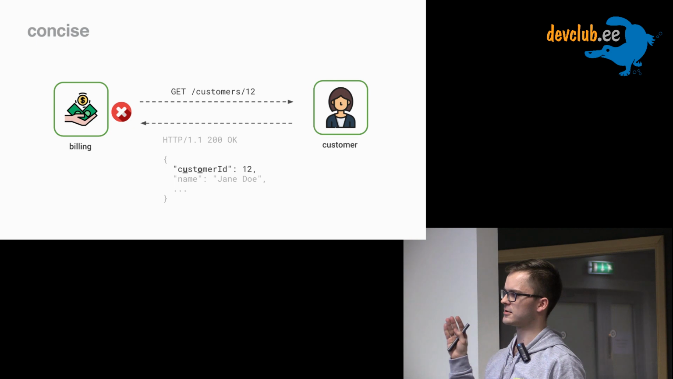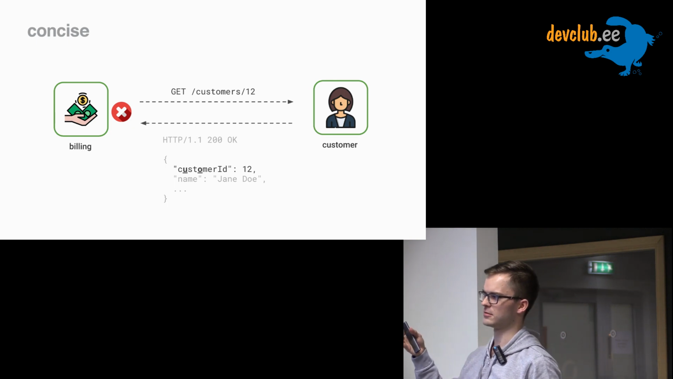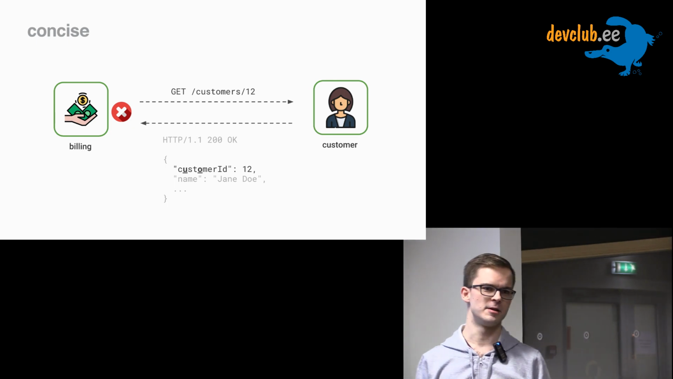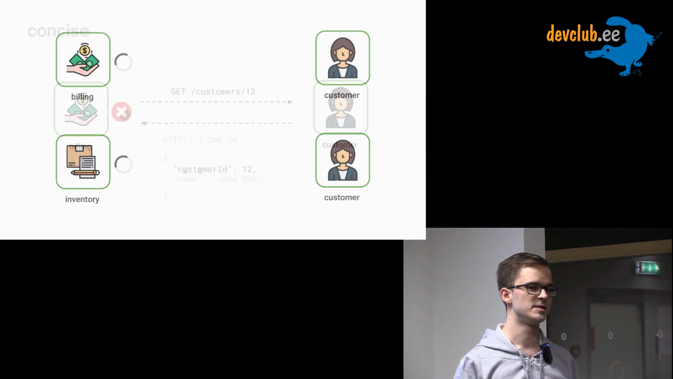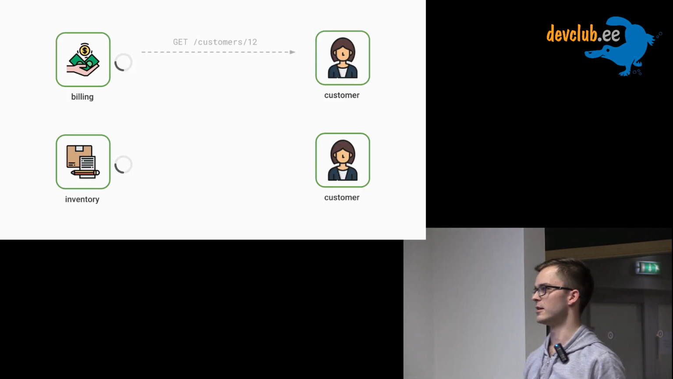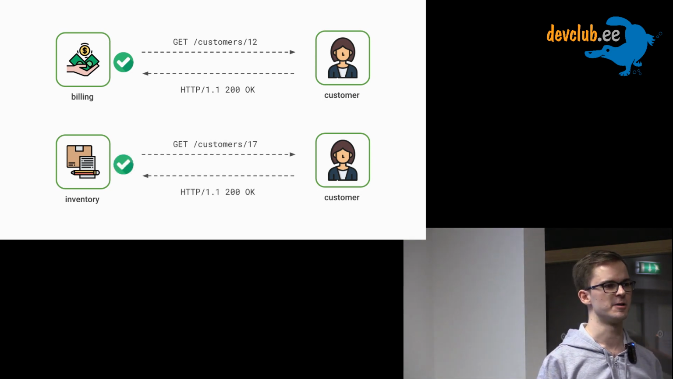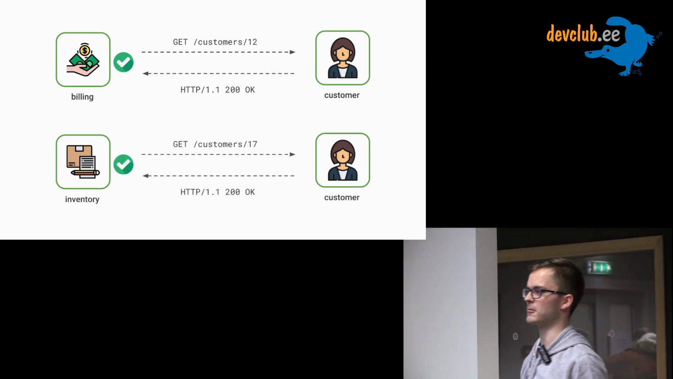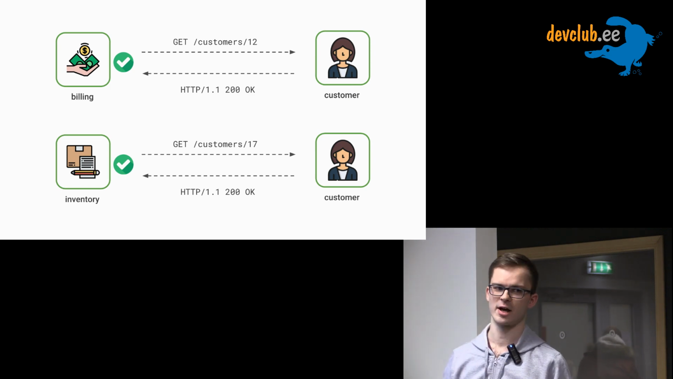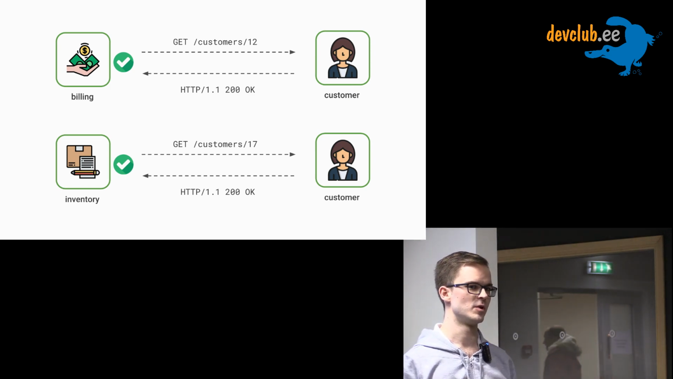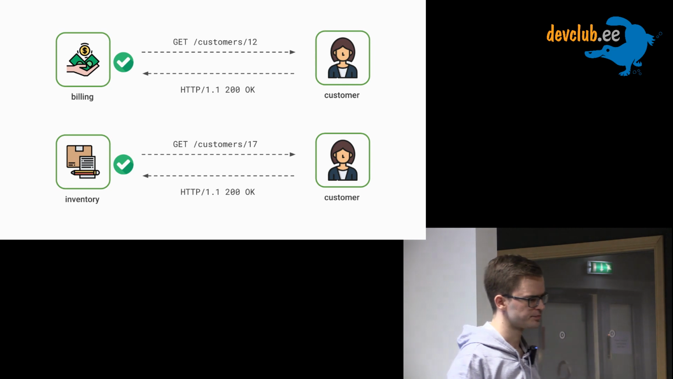So if the customer team made a change to their API technically, they would also have to run these tests on all the other services that actually consume this customer API. So let's say they also have some kind of inventory system. So they would have to run this test with this system as well.